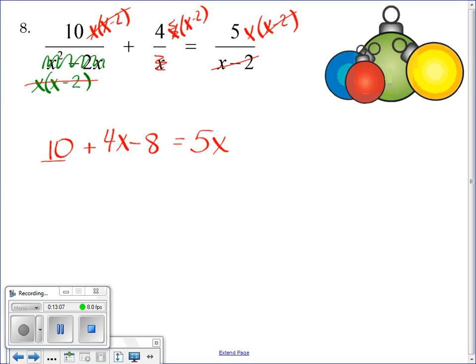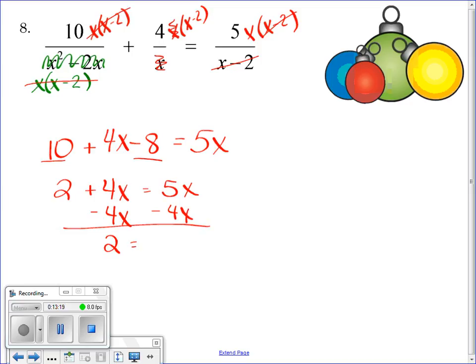I'm going to collect like terms over here first. 2 plus 4x equals 5x. Subtract 4x. 2 equals x. Why not? Yeah, one of your restrictions, you had 0 and 2 were restrictions. There's no solution.